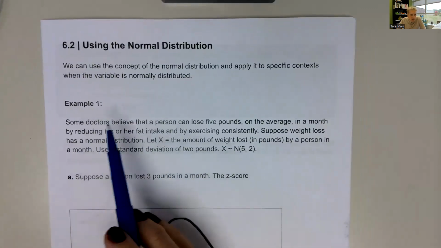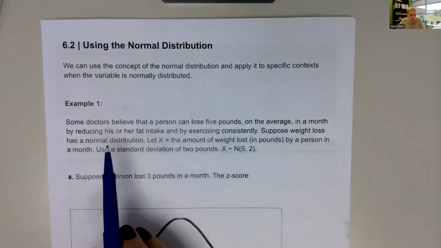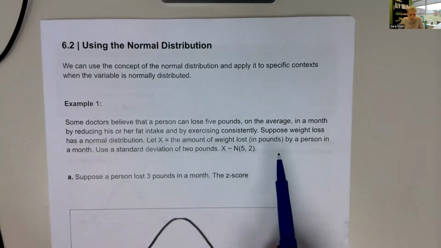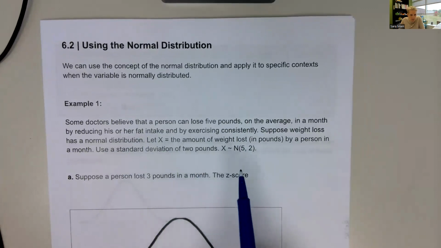It says some doctors believe that a person can lose 5 pounds on the average in a month by reducing his or her fat intake and by exercising consistently. Suppose weight loss has a normal distribution. Let X equal the amount of weight loss in pounds by a person in a month. Use a standard deviation of 2 pounds. So let's suppose that the person lost 3 pounds in a month.